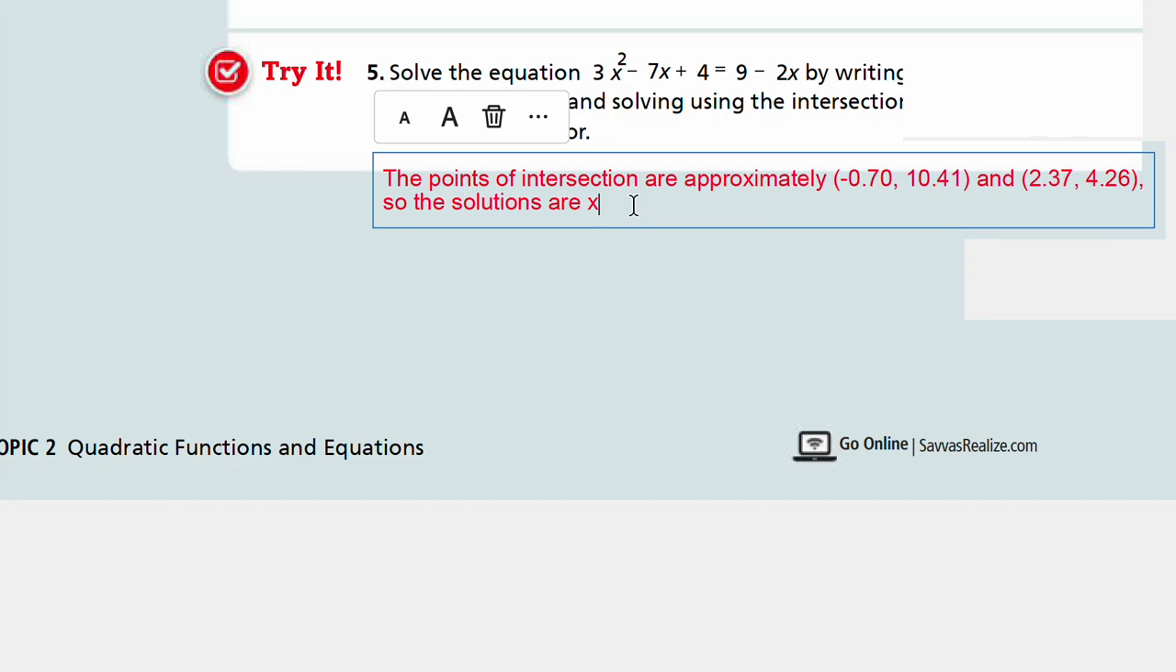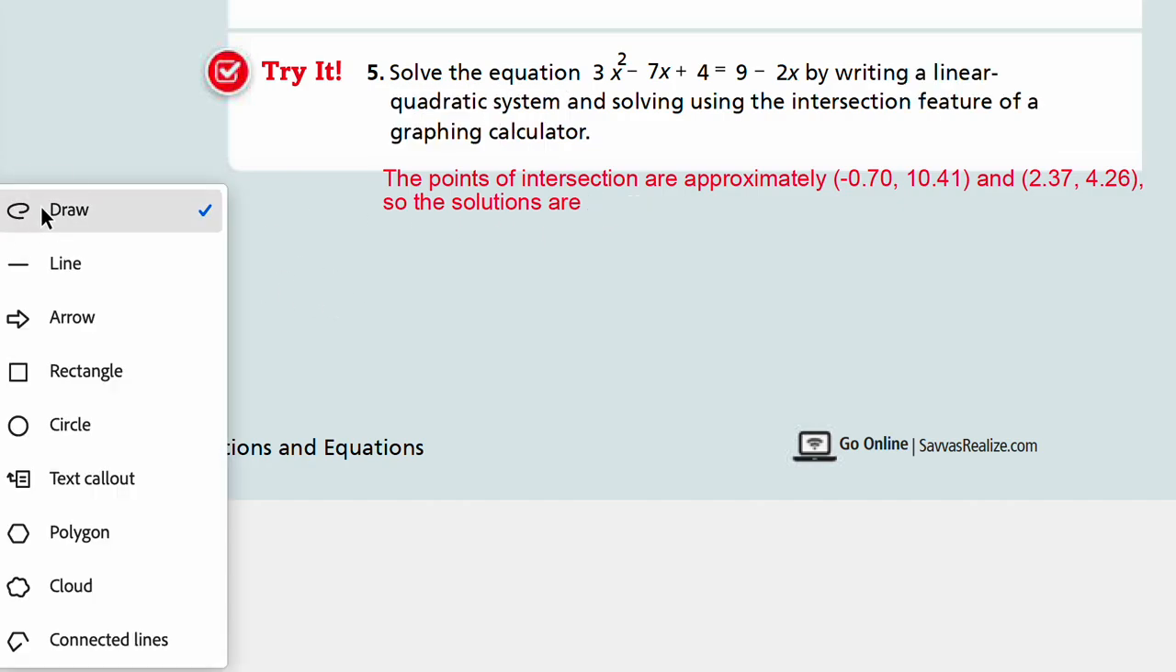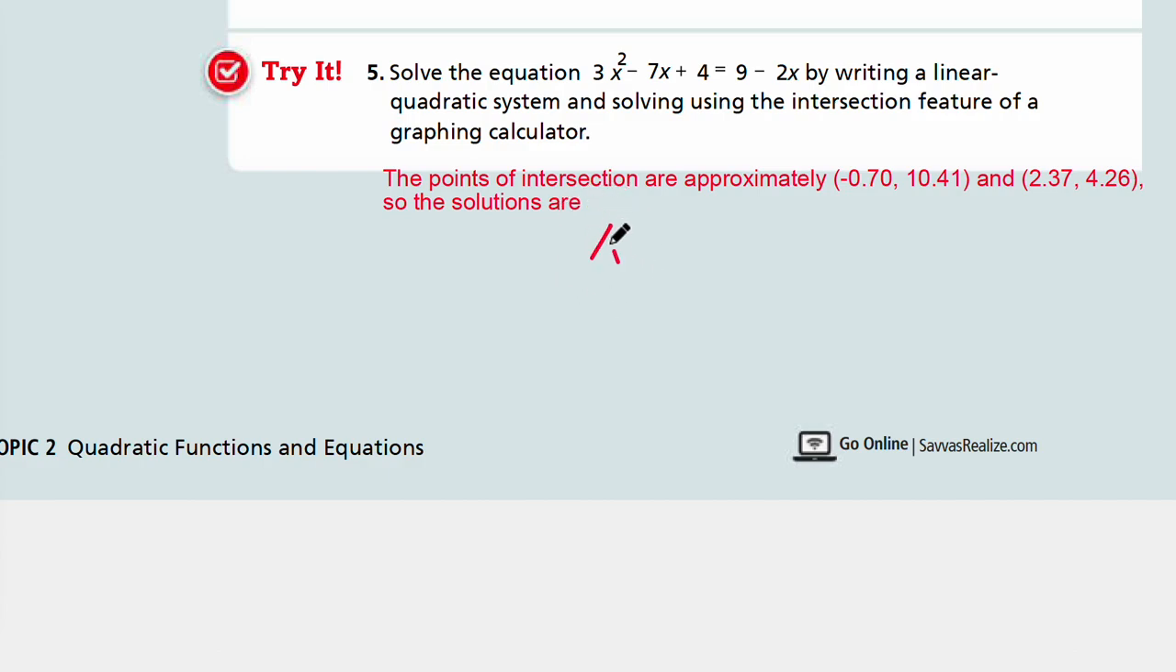I can't write a squiggly symbol here, so let me draw them. So the solutions are x is approximately negative 0.70, and approximately 2.37. Okay? All right, that's it.